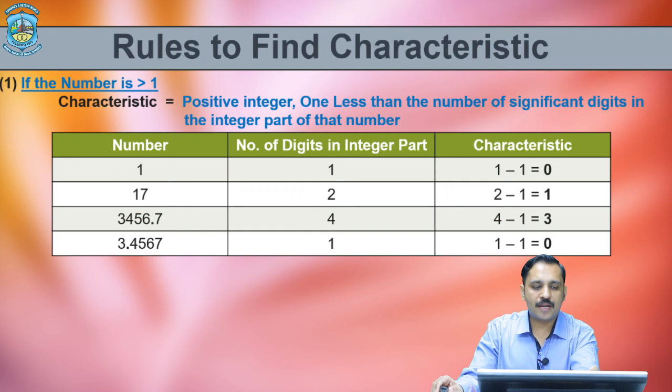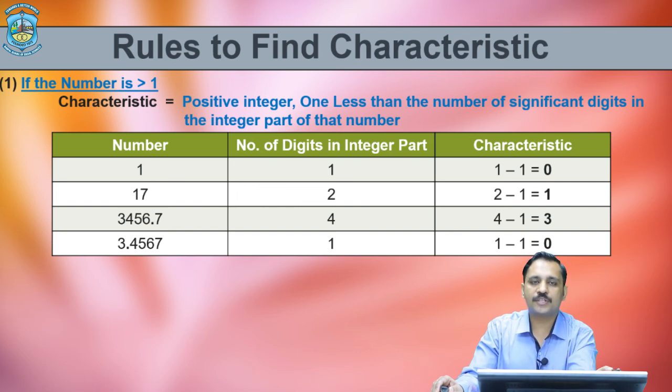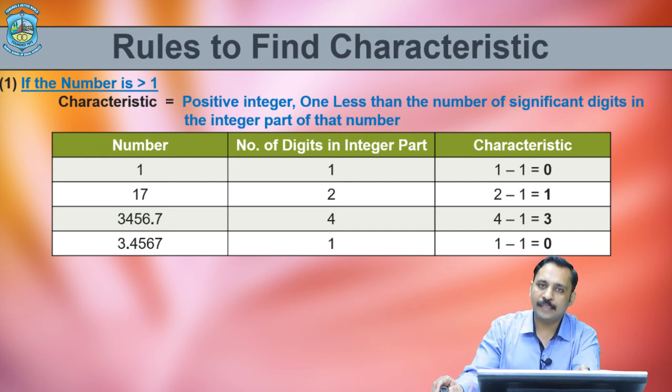Here, if we have a number as 1, we have the number of digits in the integer part also 1. Hence, the characteristic value is 1 minus 1, which is 0. For number 17, we have 2 digits as integers, so the number of digits is 2. Hence, the characteristic is 1 less than the number of integers, that is 2 minus 1, which is 1.